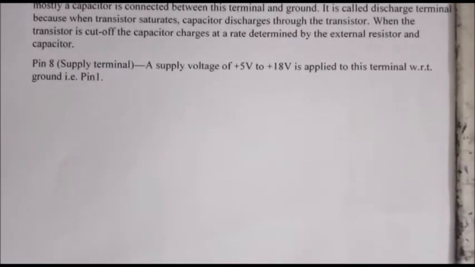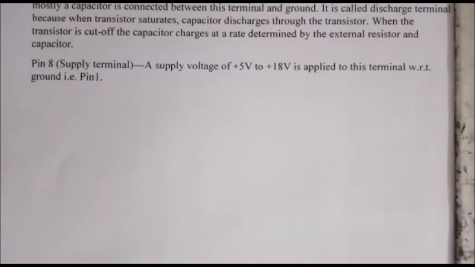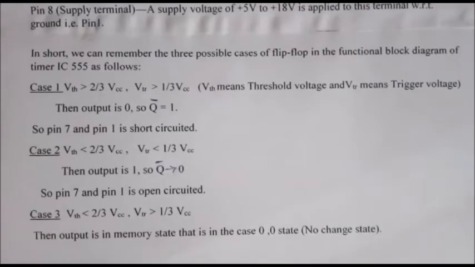Pin 8 is the supply terminal. A supply voltage of plus 5 volt to plus 18 volt is applied to this terminal with respect to ground, that is pin 1. So in short, we can remember the three possible cases of the flip-flop in the functional block diagram of timer IC 555 as follows.